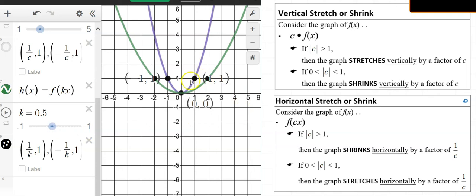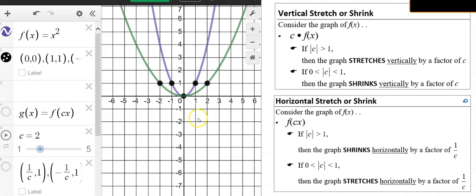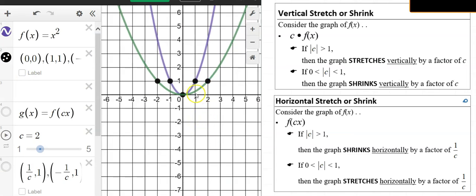I think I got it. So we were at (1, 1). And let me turn off this labeling because it's in my way. Okay, cool. I moved it in. Sorry, guys. So the original function is the purple one. The transformation of the graph is the green one.